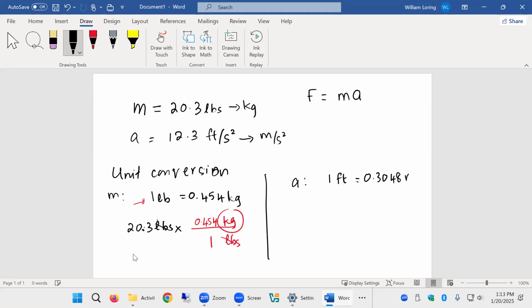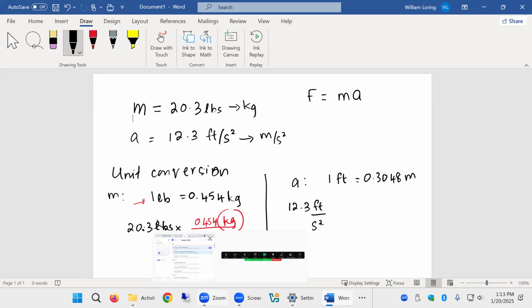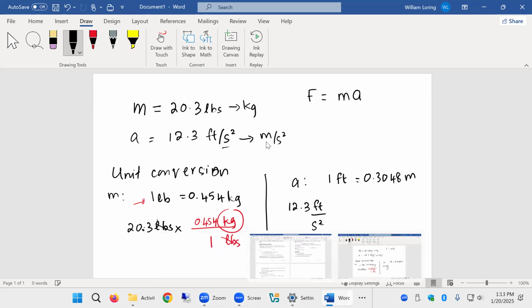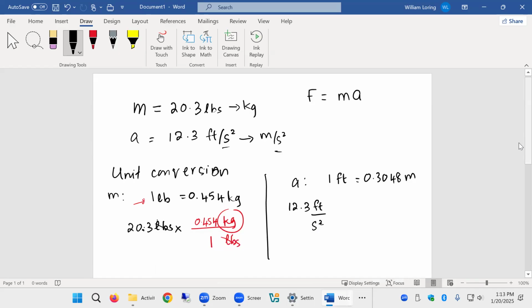0.3048 meters. So if I have acceleration 12.3 feet per second squared, I need to convert it into meters per second squared. Second squared is okay, right? I don't have to do anything. All I have to do is convert feet to meters. So to convert feet to meters, feet should go at the bottom. Meters should go at the top. And I know 1 foot is 0.3048. Feet cancel out. I'm left with meters per second squared. So that's how I convert first.